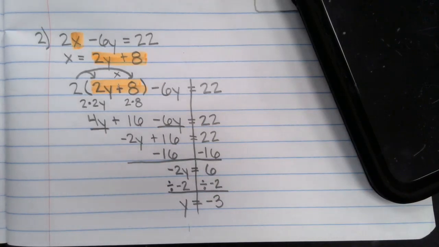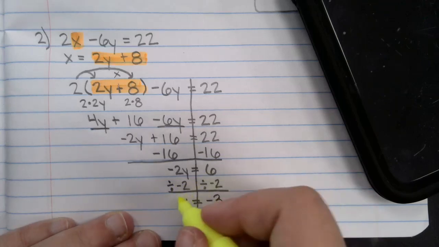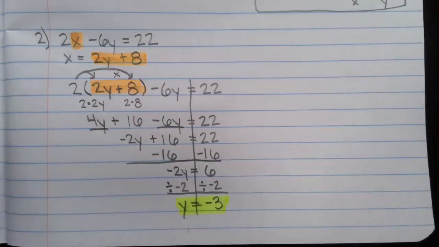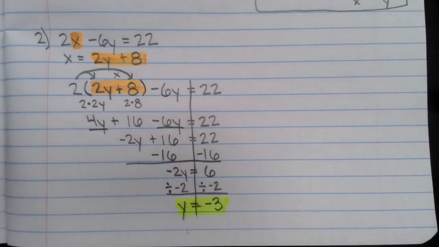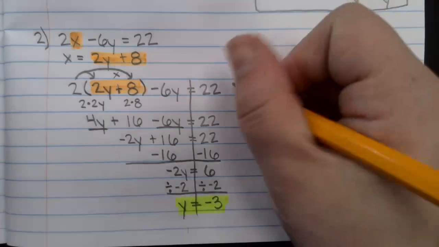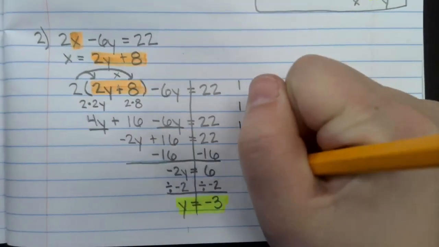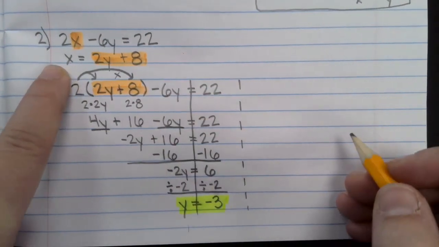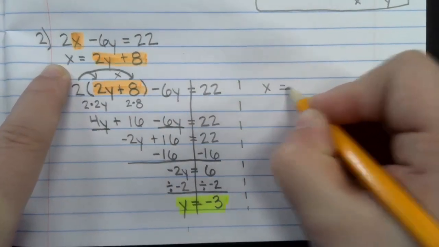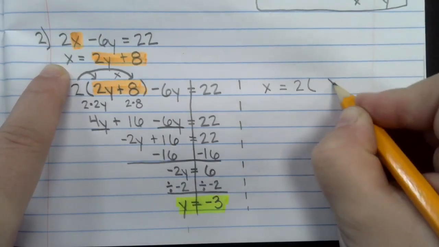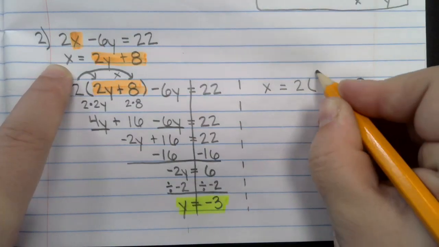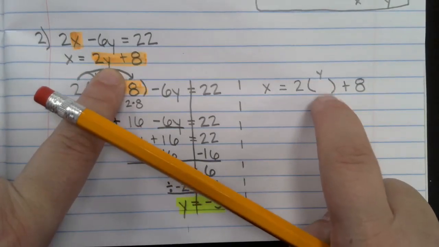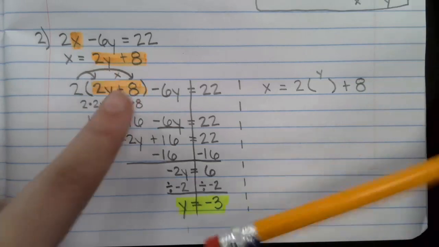So y equals negative 3. Now that we have one, are we done? No. We've got to find the x now. Originally in that equation it was x equals 2y plus 8. But instead of y, we're going to throw in the number we now know y is.